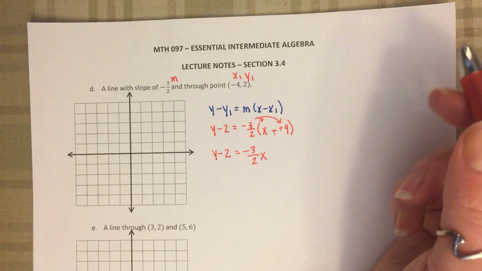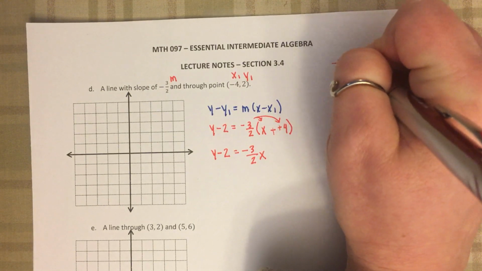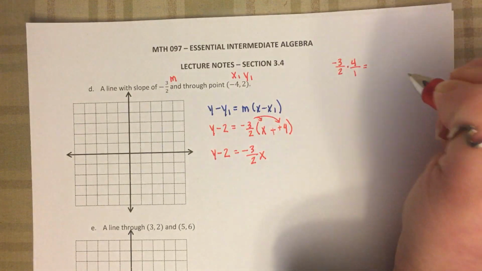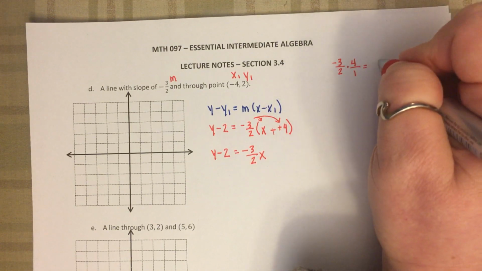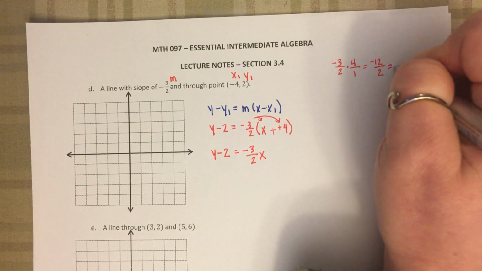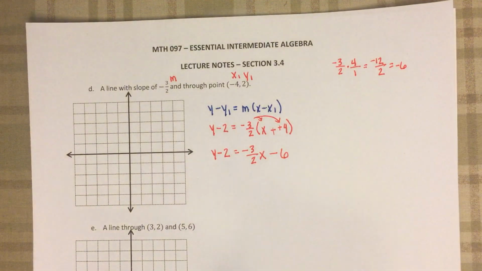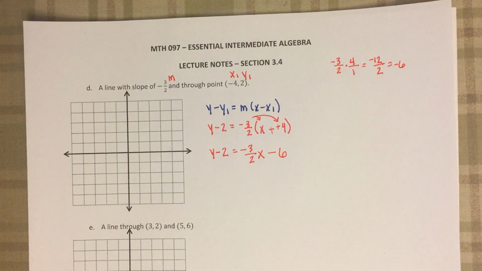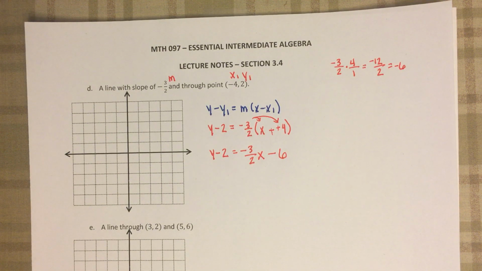A couple of different ways we can work through doing this. If we take negative 3 over 2 times 4 over 1, we can either multiply and then cancel, or cancel and then multiply. I'm just going to multiply straight across. We get negative 12 over 2, which is negative 6. So make sure as we're distributing, if you do need to multiply fractions, you can multiply straight across and then cancel. But we do need to multiply both our x and that now positive 4 by negative 3 over 2.